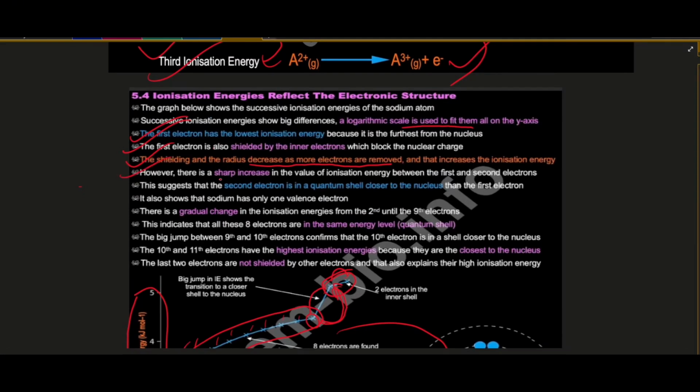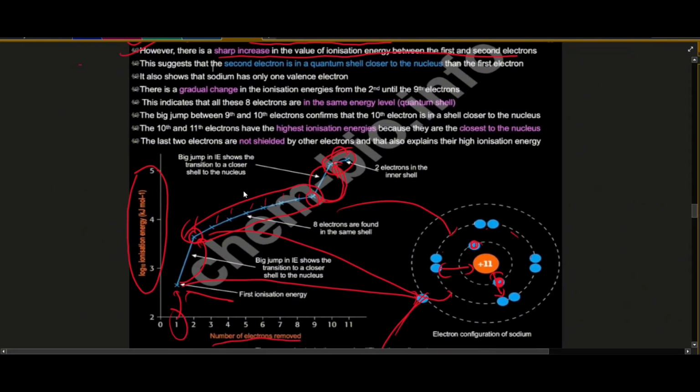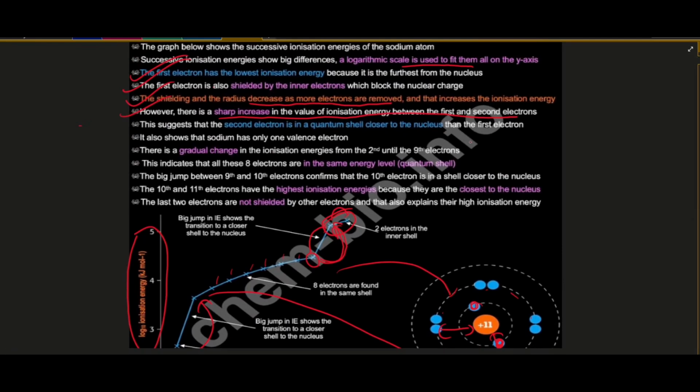However, there is a sharp increase in the value of ionization energy between the first and second electrons. You can clearly see that there is a sharp increase between the first and second electron. Why? I think you understood. Because the second electron is in a quantum shell closer to the nucleus than the first electron. So obviously the electron which is much closer to the nucleus will have a higher force of attraction compared to the first one.